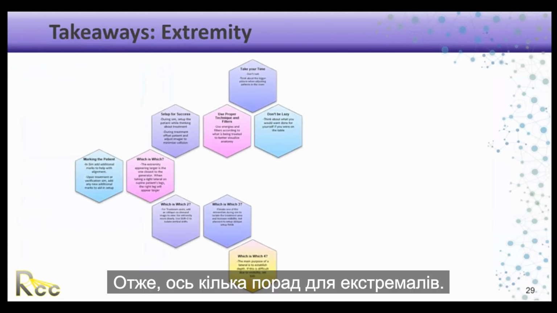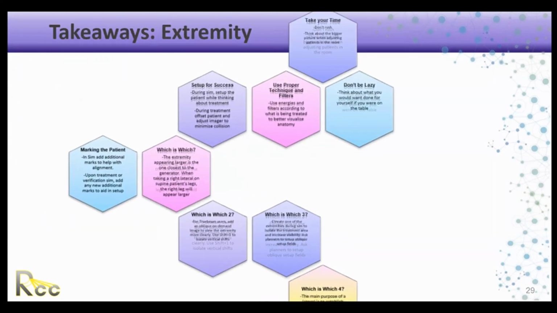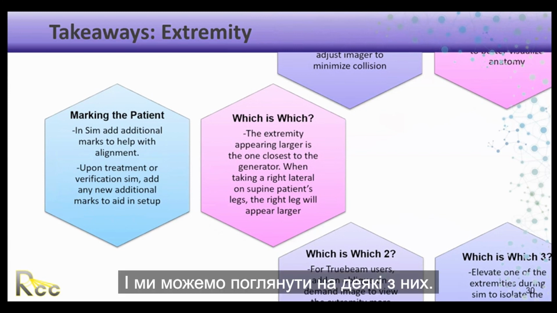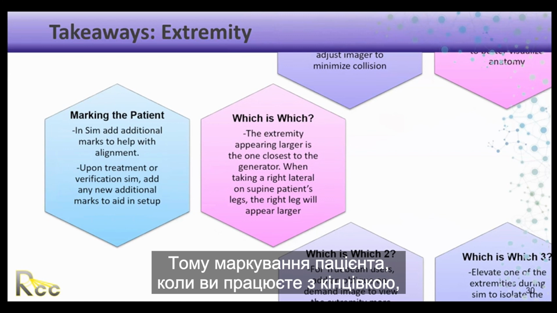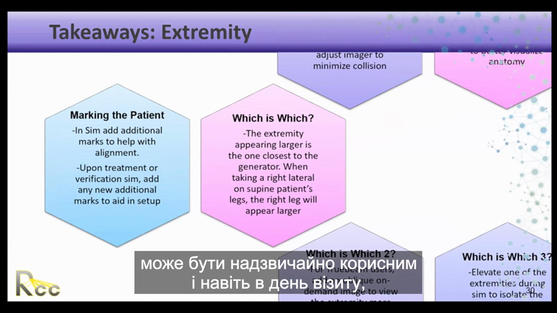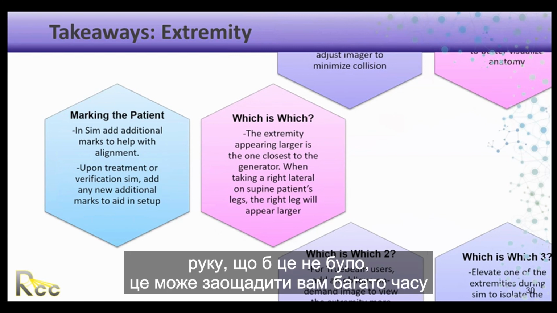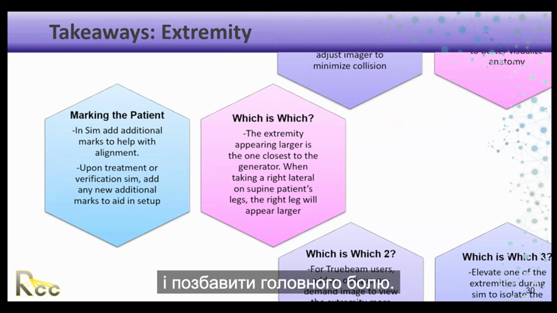So here are some takeaway notes for extremity. We can take a look at some of these. So marking the patient: when you're working with an extremity, what can be extremely helpful is marking the patient in CT, and even on the VSIM day, adding marks to help guide you in aligning the leg, the arm, whatever it is. It can save you a lot of time and a lot of headache.